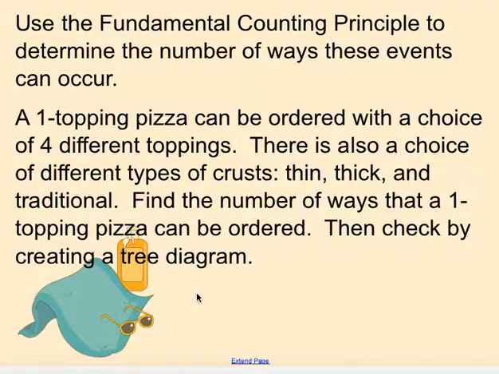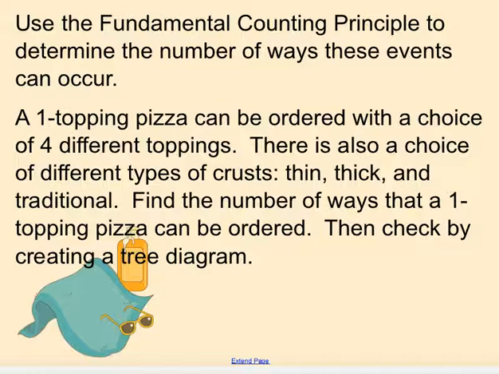Or even like this next one, if we have a 1-topping pizza with a choice of 4 different toppings and we have 3 different types of crusts, find the number of ways that that pizza can be ordered. Well, we could say 4 different toppings, 3 different crusts, so that would be a total of 12 different ways. And we can prove this by doing a tree diagram.